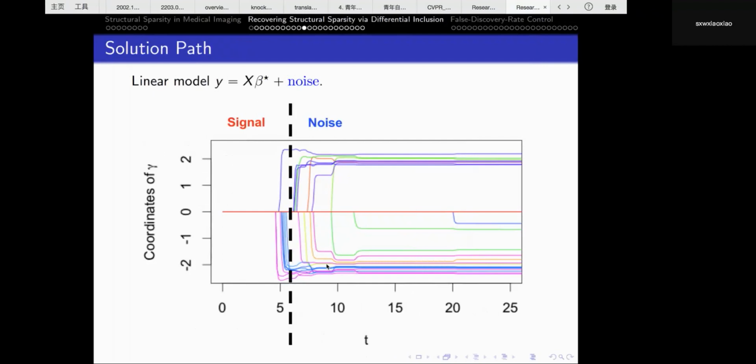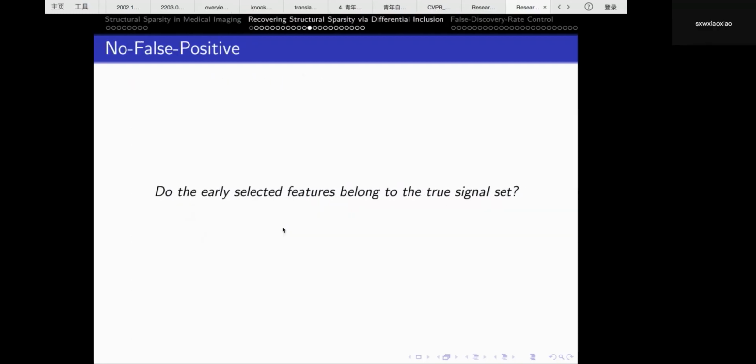Note that different from common optimization algorithms, which only focus on the convergence of the solution at the final step, our split LBI can generate a whole regularization solution path as it iterates, in which the signals are picked up first, followed by the noise variables. Therefore, instead of the final step, which can overfit the noise, we should adopt an early stopping mechanism so that only the signal is picked up. Therefore, a natural question to guarantee this nice property is, do the early selected features belong to the true signal set?